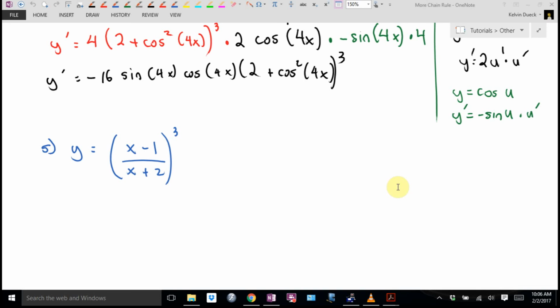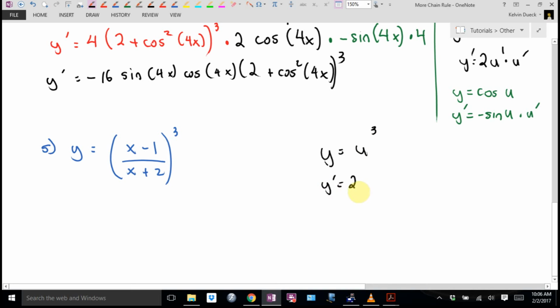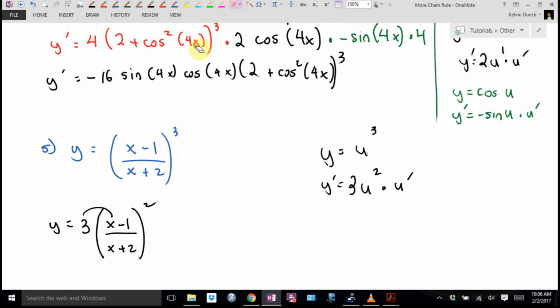Ready? This is not the question. Yeah, no, it's not. The question is this. Y equals u to the third. What would the derivative of that be? Well, the derivative of that would be 3u squared times whatever is derivative of what's inside the brackets. So my first step that I would write would be 3, rewrite what's inside the brackets, squared. I can't multiply the 3 in because of that squared. I would have to do the exponent first.